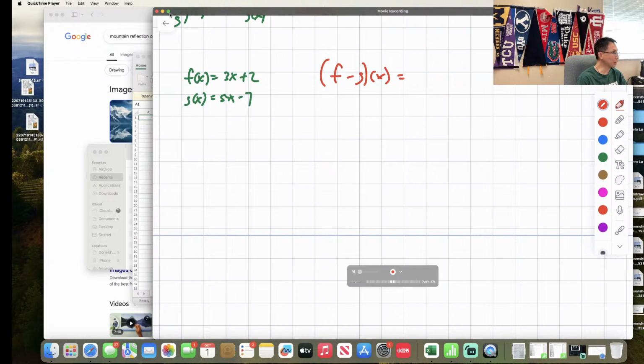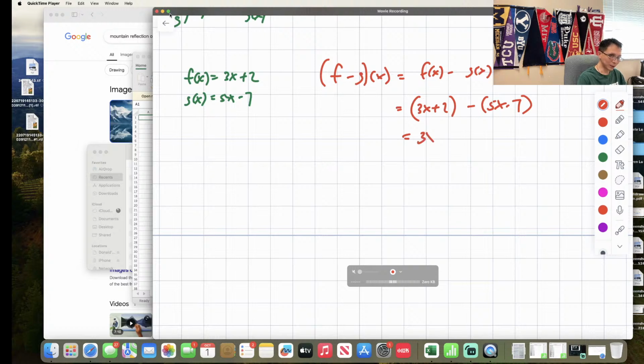Why did I go straight to minus? Because minus is what people make mistakes on. G of x, usually not. So we know that f minus g of x just means f of x minus g of x. And that just means 3x plus 2 minus 5x minus 7.